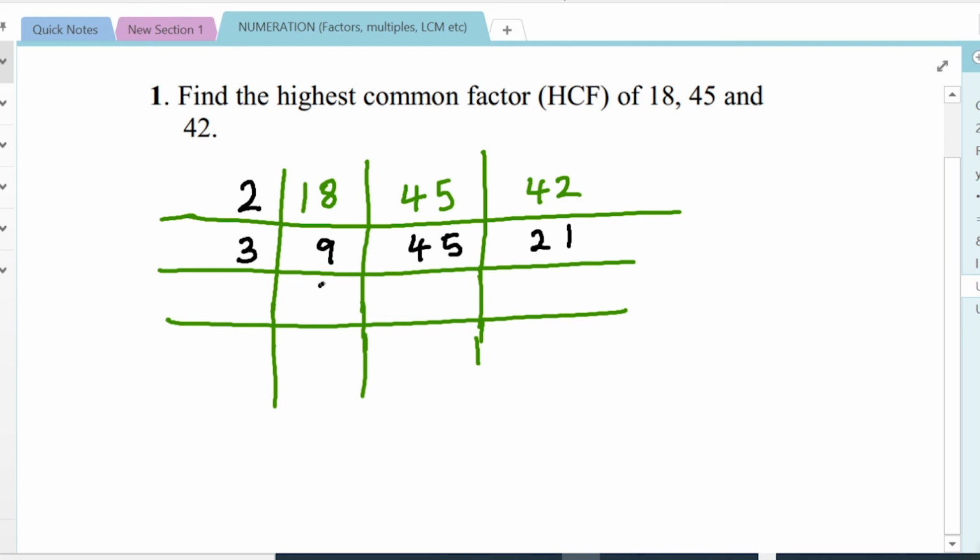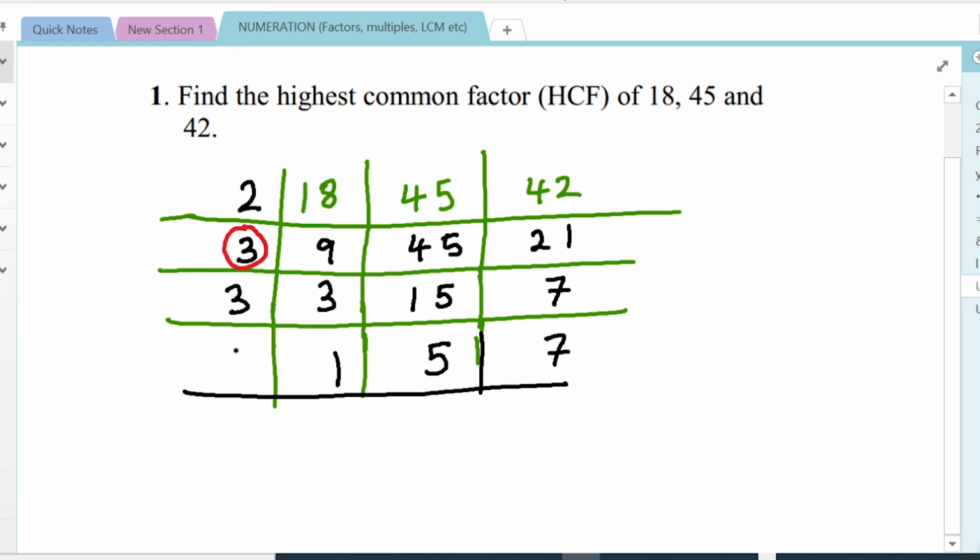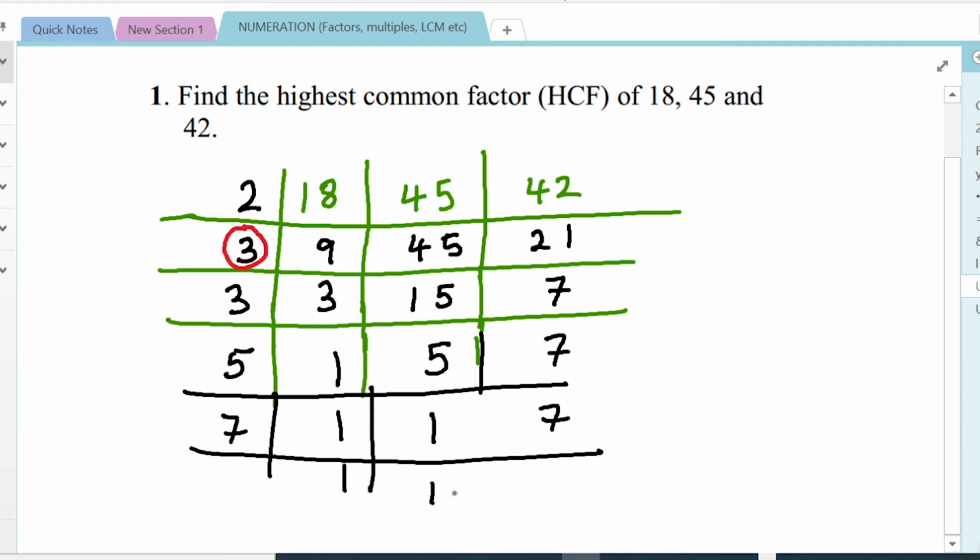9 divided by 3 is 3, 45 divided by 3 is 15, and 21 divided by 3 is 7. You find that this 3 was able to divide through everything, so let's mark it. Moving on to the next, we divide through by 3. 3 divided by 3 is 1, 15 divided by 3 is 5, and 7 can't be divided by 3. So we proceed and divide through by 5, giving 1, 1, 7. We use 7 here, and we end up with 1, 1, 1.